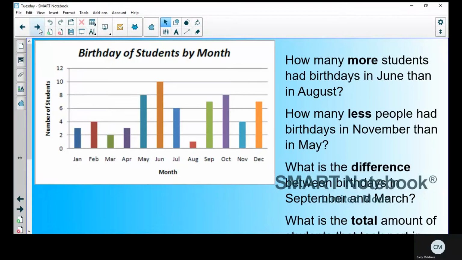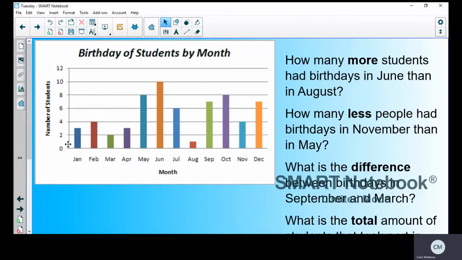So just to give you an example, we've got birthdays of students by months down here, and you can see that the numbers are going up in twos. So remember, between 0 and 2 you'd find 1, between 6 and 8 you'd find 7. It says how many more students had birthdays in June than in August. So you need to find June and August. June there were 10 children and August there was 1. So you would have to subtract. If you're finding how many more or less of something there are, you use subtraction, don't you?